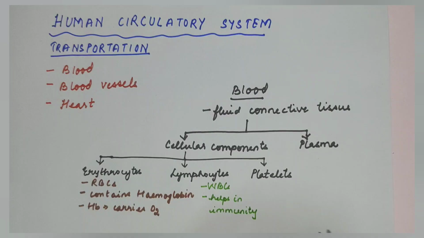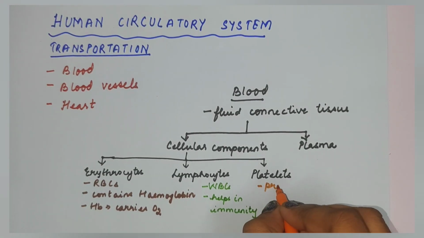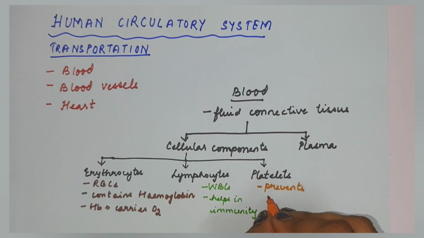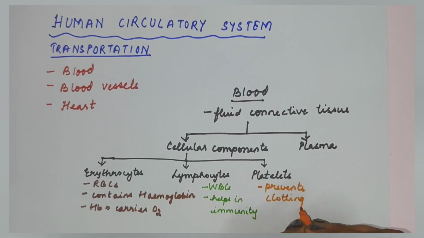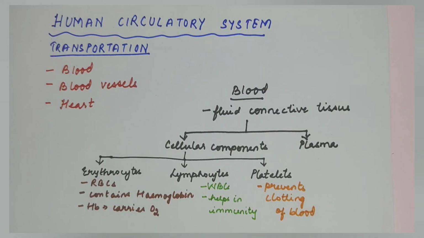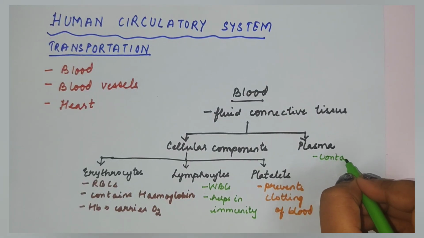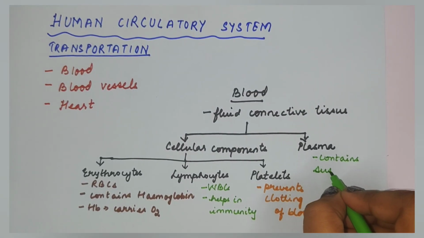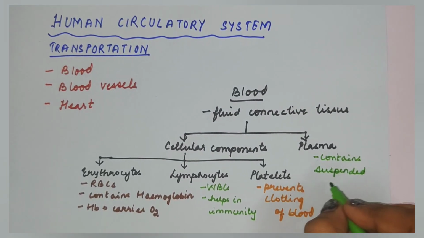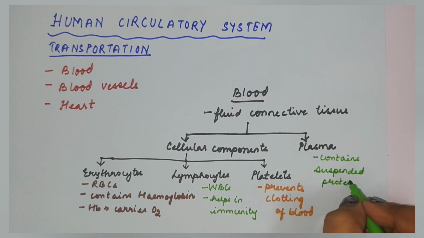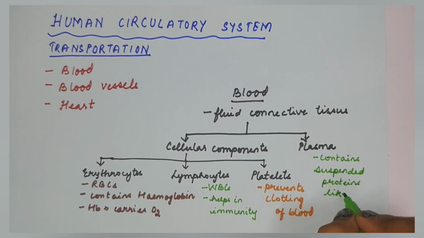The lymphocytes are known as white blood cells, but these are not actually white. These are colorless. These WBCs help in immunity of our body, whereas the platelets prevent the clotting of blood. Now the plasma component of the blood contains suspended proteins like albumin, globulin, etc.